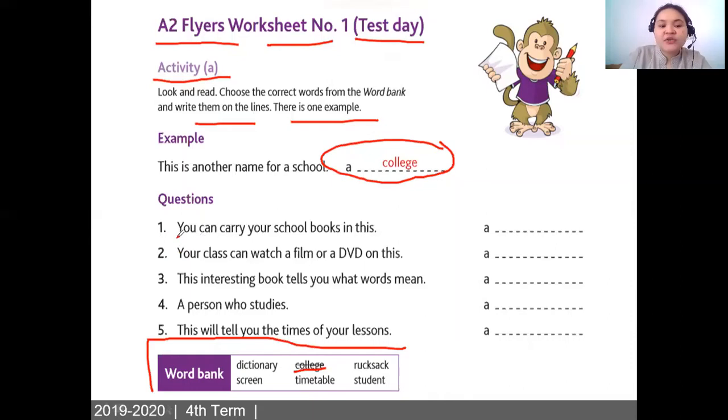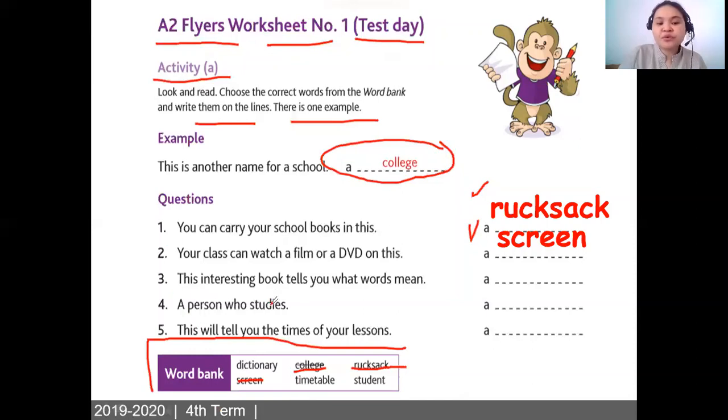Number 1, you can carry your school books in this. So what is that? We learned that today. It's easy, you're correct. We call that a rucksack. Rucksack. Number 2, your class can watch a film or a DVD on this. So how do you call it? Okay, you're correct with that. It's a screen. So you just have to write it. Rucksack and screen. Let's move on.